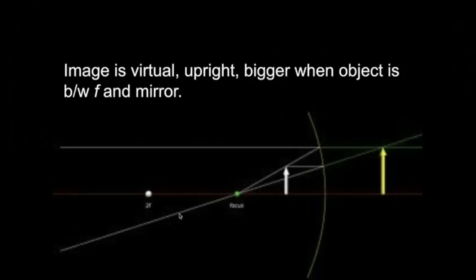Here's a reflected ray. Here's a reflected ray. You can see those rays are just going to get farther and farther apart. We extend those reflected rays backward to form our image virtually. And that is an upright magnified image for a concave spherical mirror. Their virtual images are always larger and upright.